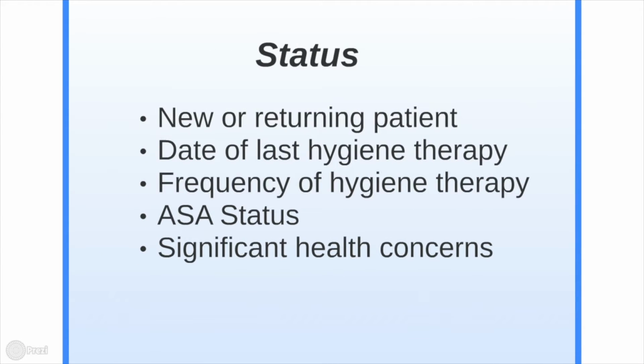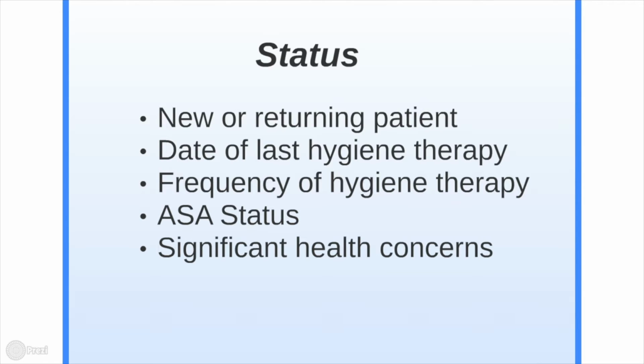And then you'll want to give the dentist information about your patient's status, whether they're a new or a returning patient to our clinic, the date of their last dental hygiene therapy, and what type of dental hygiene therapy was done, if they have a history of having scaling and root planing done. They also need to know the frequency of hygiene therapy, if we typically see them every 6 months or every 3 months.